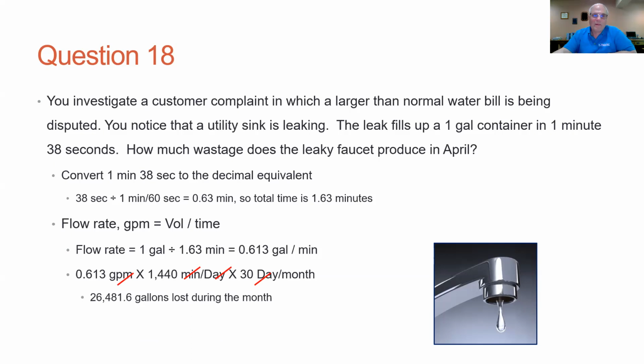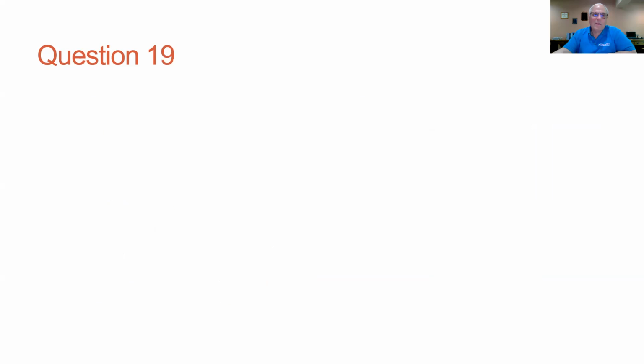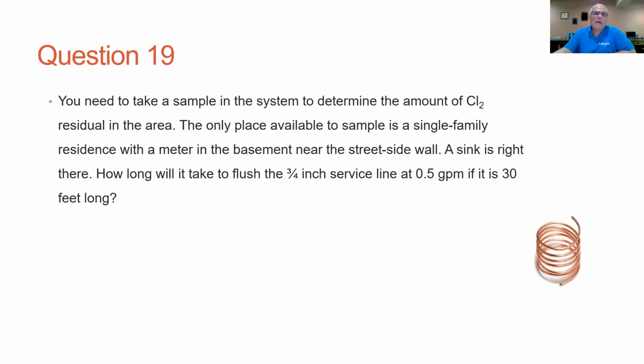All right, let's move on to question number 19. Question number 19 is something that happens to most of us in the distribution system. We get called in to take a sample to determine the chlorine residual in the area. Well, when we go out, we find in this remote area that the only place available for us to grab a sample is a single family residence.